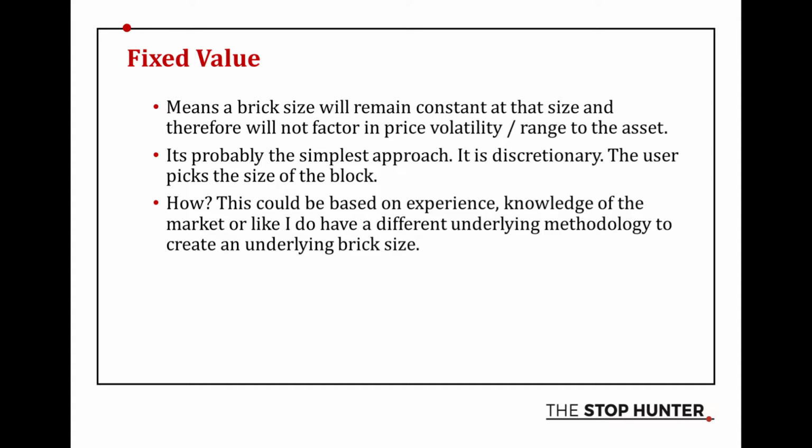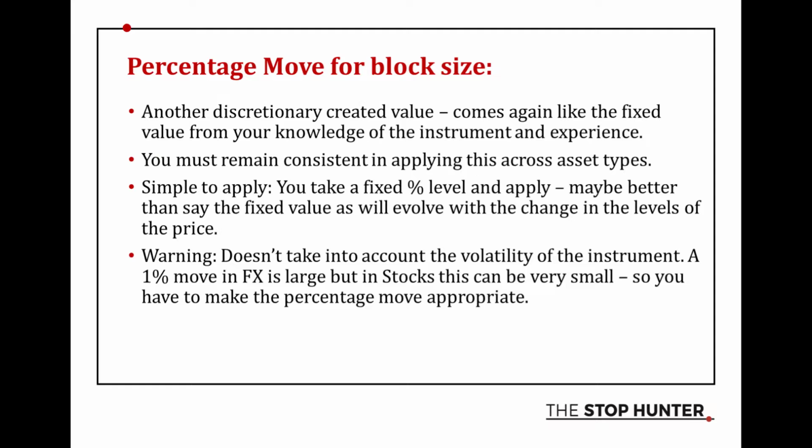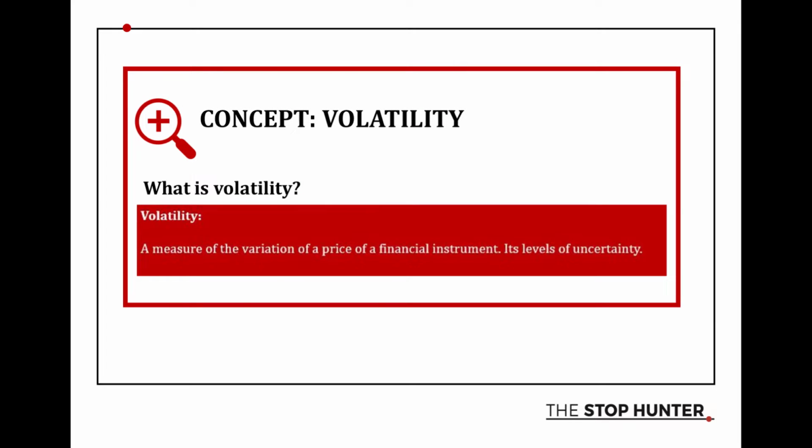Now, the second approach is to use a fixed percentage move. It's another discretionary approach, and it's going to have the same sort of problems as the fixed value. Is your 1% move appropriate for a stock versus a crypto versus an FX pair versus a commodity? These are crucial questions that you need to be asking, and again, it's missing that one key factor that we now need to address. And that concept is the concept of volatility.